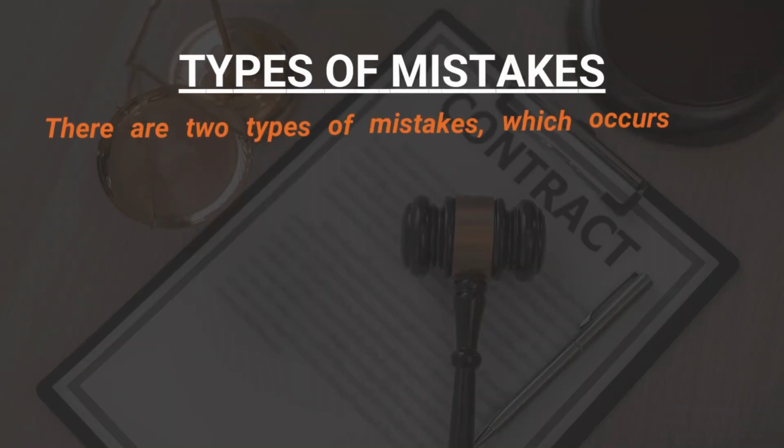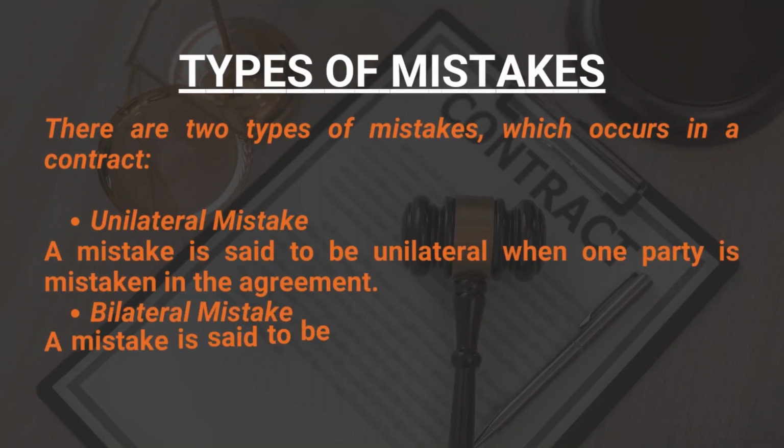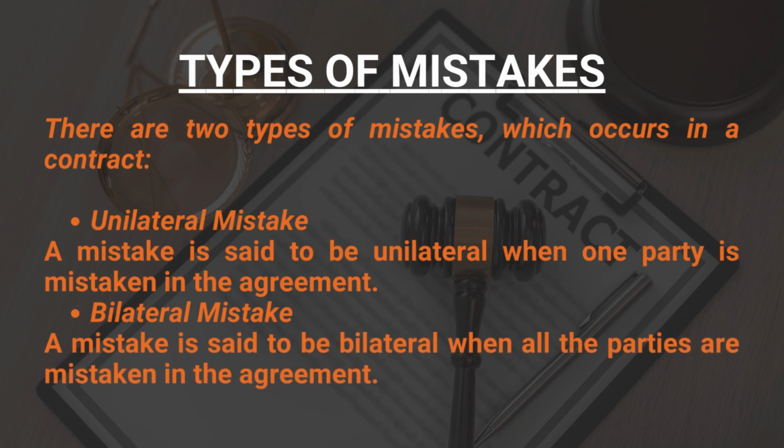Now there are two types of mistake which happens in a contract. One, unilateral mistake. Unilateral mistake is a mistake where one party is mistaken. So where one party is doing or omitting certain facts of the case or the contract or purporting to the agreement, it is a unilateral mistake.